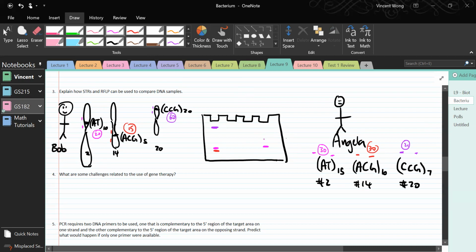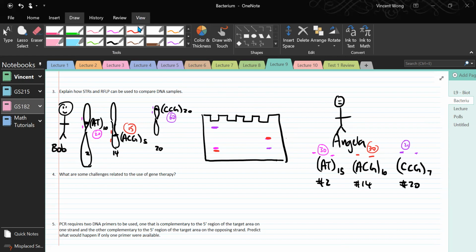So you would have, sorry, this one was the purple one. You would have a pink one here, and then you would have a red one here. So that's how you can tell the difference. If I have a third sample, I can compare it to this person versus this person, and that's how I can tell.